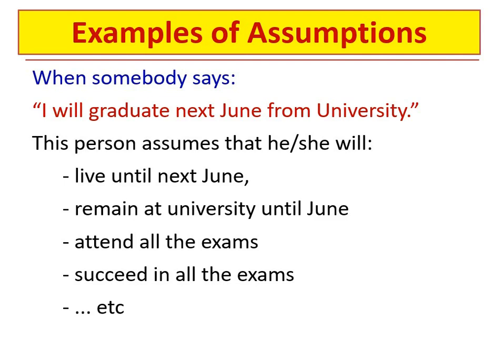He will remain at university, not leave university until June. Number three, he will attend all the exams. He will not miss any of them. And he guarantees that he will succeed in all the exams. All of these assumptions are adopted or assumed by this speaker. And all of these, by the way, are implicit or unclear assumptions in the same way.